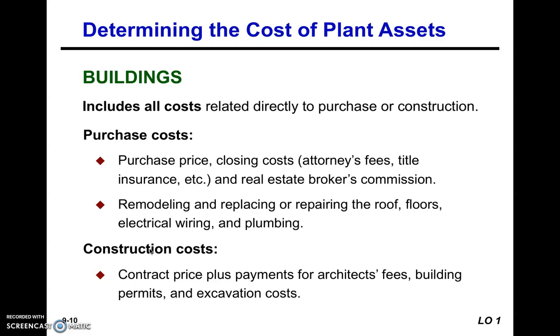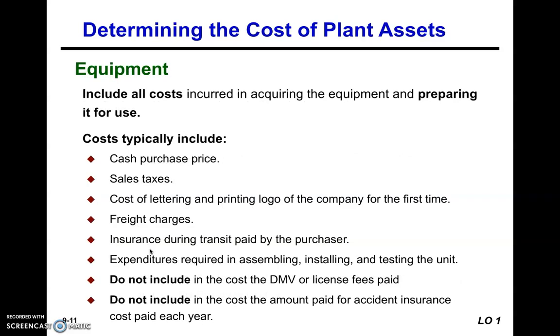Now, if we're constructing the building, then the cost also includes the architect's fee, the permit, excavation cost, and also if we need to level the land to build the building, that is also considered cost of the building. So the next plant asset is equipment.